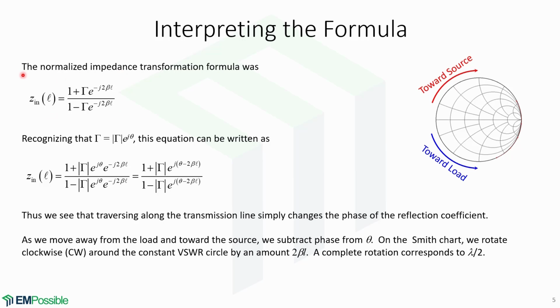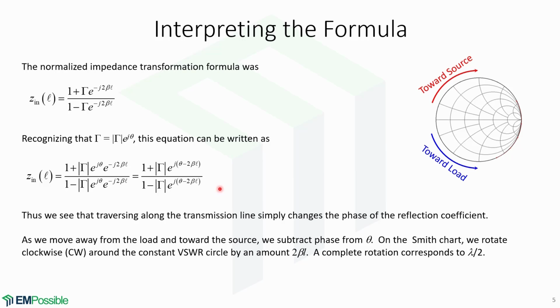Now, what does this formula mean? Recall that the reflection coefficient is given by the magnitude of the reflection coefficient times e to the j theta, in which theta was the angle in which we move along the Smith chart counterclockwise. If we substitute this expression into this formula, the equation can be written as this.